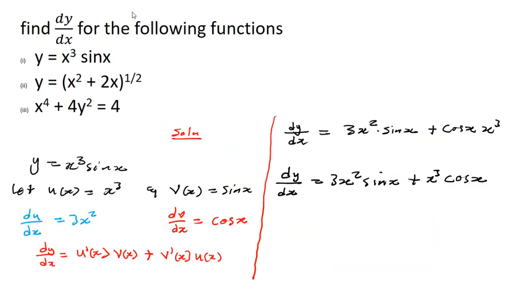Let me quickly go to the other question, which is x to the power 4 plus 4y squared is equal to 4. So let me quickly look at the question again: x to the power 4 plus 4y squared is simply equal to 4.